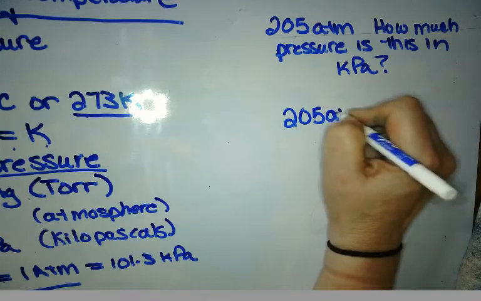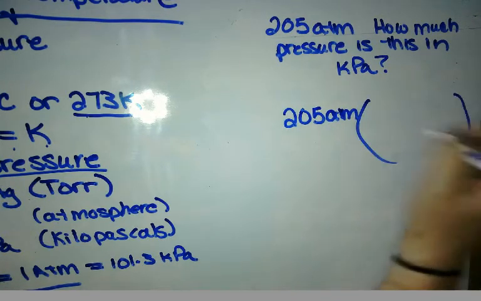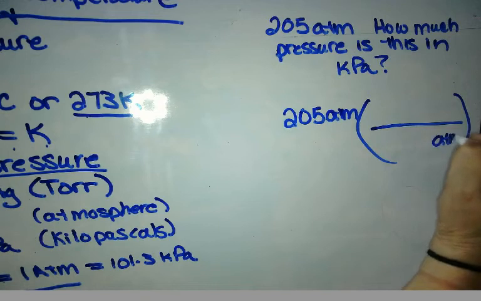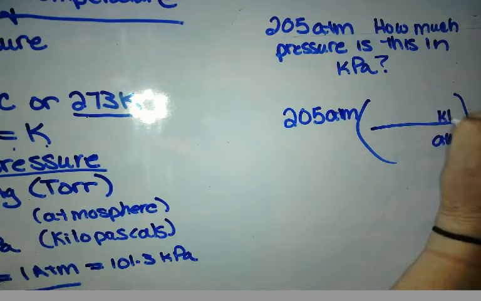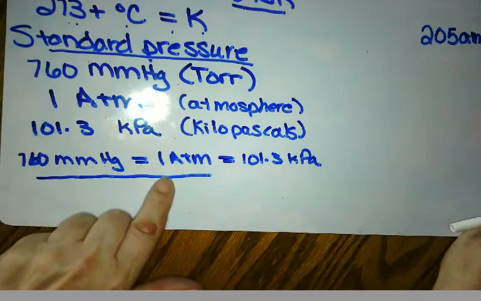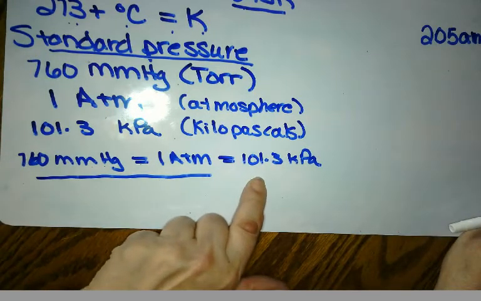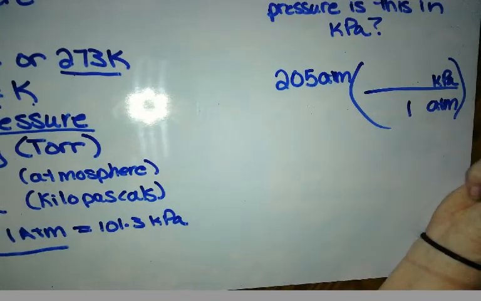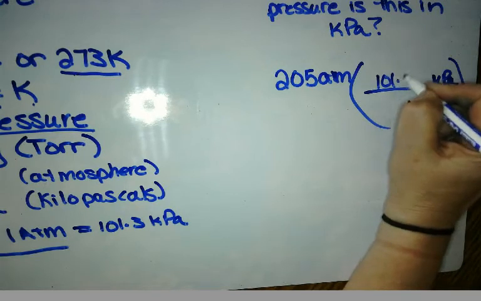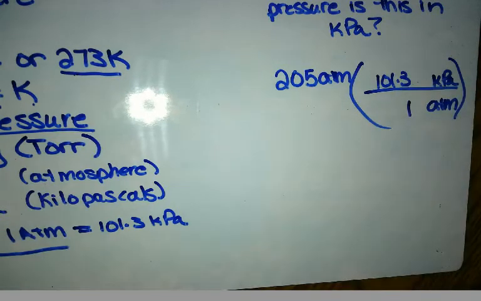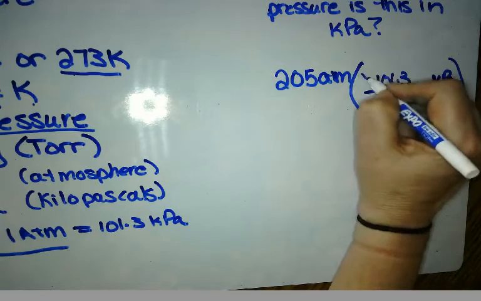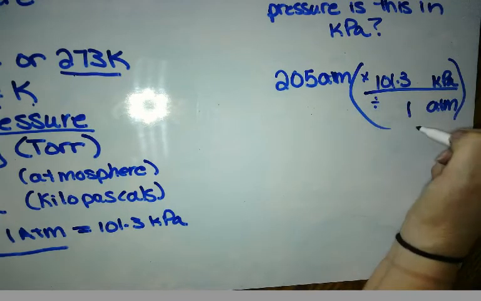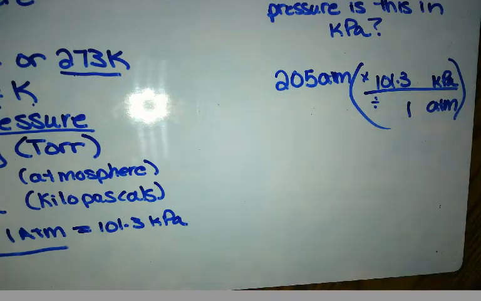This unit tells me that, whoop, whoop, I'm going to convert it, and my atmospheres are going on the bottom, and my kilopascals are going on top, and then I just look at what is true. 1 atmosphere equals 101.3 kilopascals. So I put 1 with my atmosphere and 101.3 with my kilopascal. I multiply by the top, I divide by the bottom. You can divide by 1 or you don't have to. It doesn't change it. And let's see what I get.